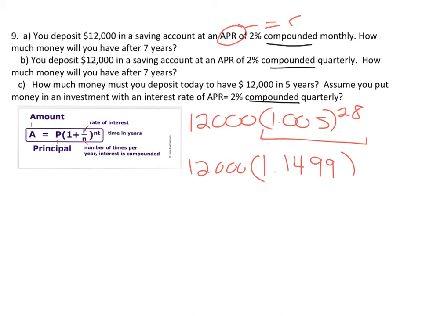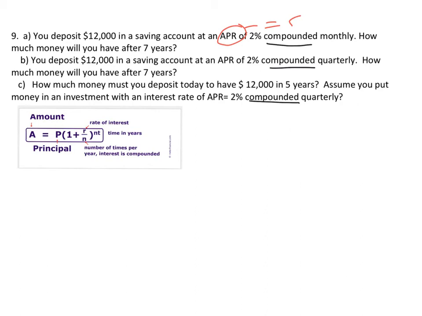So putting that into my calculator, I'm getting 13,798 and 47 cents. Okay, so just as predicted, it's less than our answer for part A, but not by much, right? Part A was a little over 13.8. This is a little under 13.8. So we're earning just about the same amount of interest, but slightly less because we're compounding quarterly instead of compounding monthly.